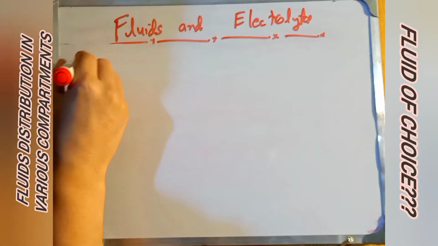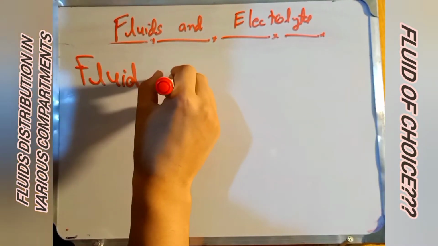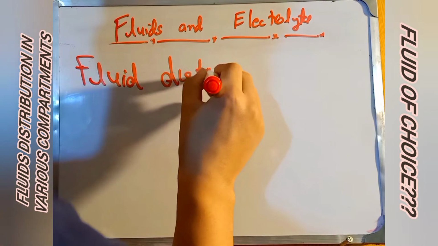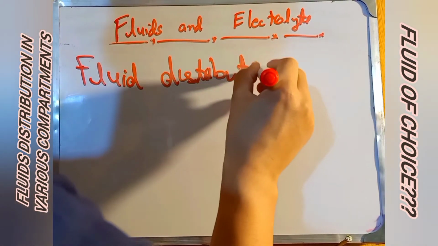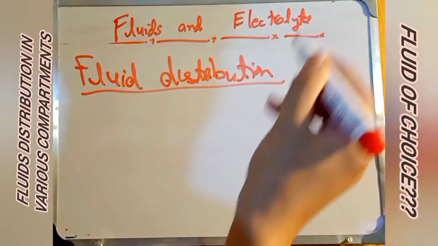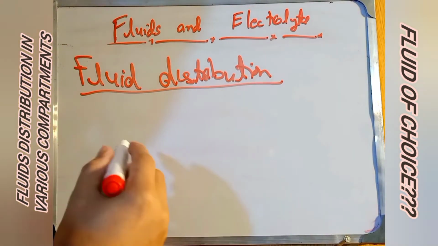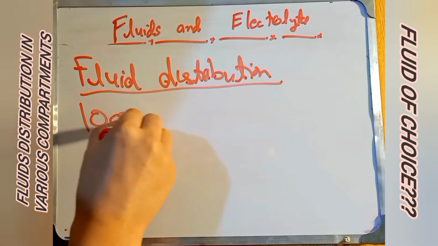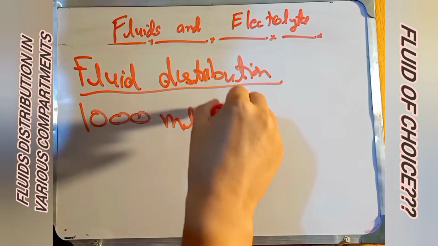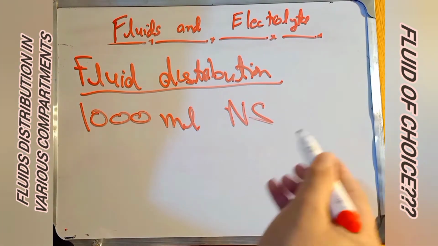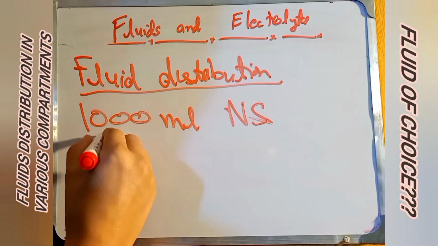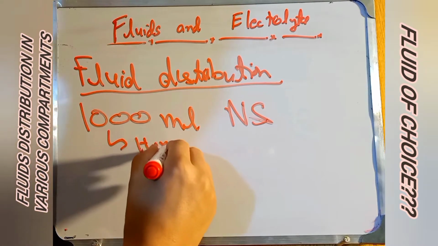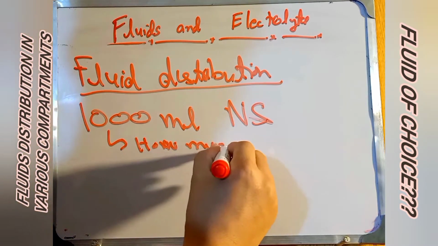Now we will discuss the distribution of the different categories of fluid in different compartments of the body. Definitely, if you give 1 liter of normal saline, it will be distributed in a different way. If you give 1 liter of 5% dextrose, it will be distributed in a different way. And if you give 1 liter of albumin, it will be distributed in a different way.